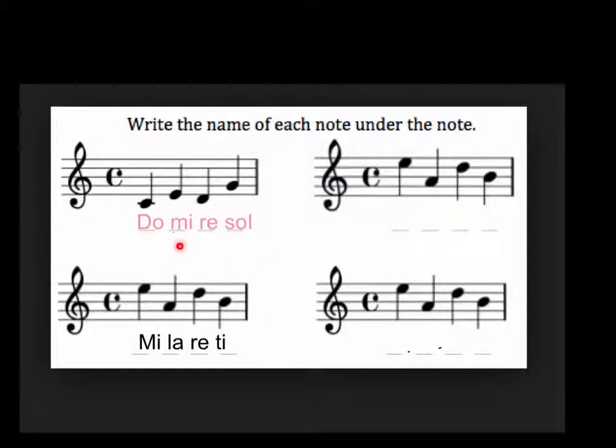Do, mi, re, and then sol. These syllables in the key of C are mi, la, re, ti. You're going to have to make sure that you really don't assume that you're going to start on do, because that might not be the case. This is the case that starts on do. This is not do. This is mi.